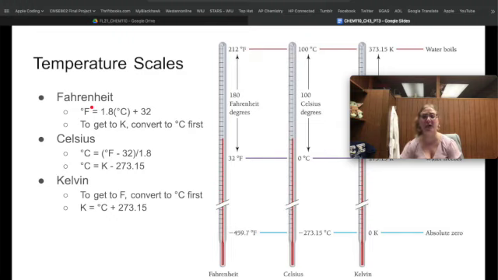If we have Fahrenheit here, we may want to convert to Celsius. So if we have a value in Celsius, we want to convert to Fahrenheit. What we do is we take 1.8 times that degrees Celsius value, and we'd add 32. And if we want to get to Kelvin, we should always convert to Celsius first.